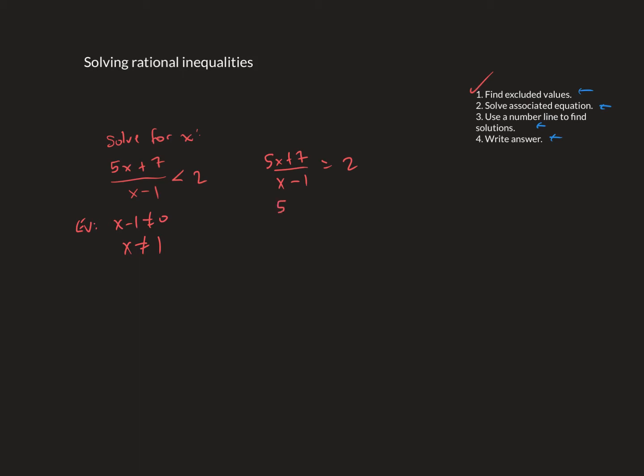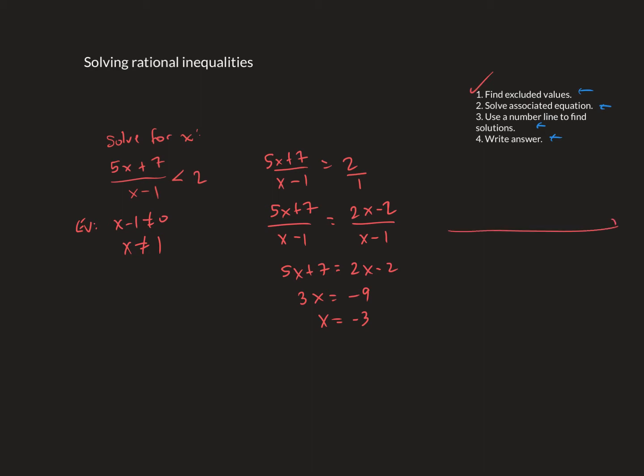So I'm going to get an LCD on both sides. You can see there's only one denominator, it's x minus 1. My left-hand side is already over that. My right-hand side, though, needs to be multiplied by x minus 1 on top and bottom. Now I can multiply both sides by the LCD and solve this like a regular equation. So now I have a solution and an excluded value, so I'm going to do my number line.